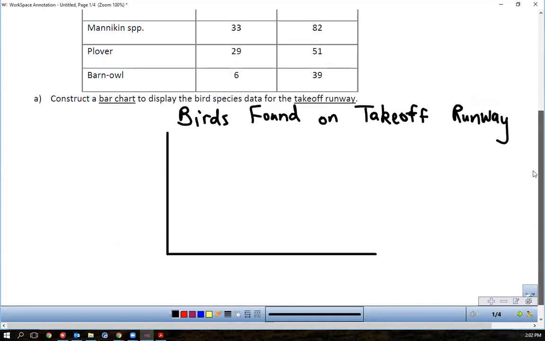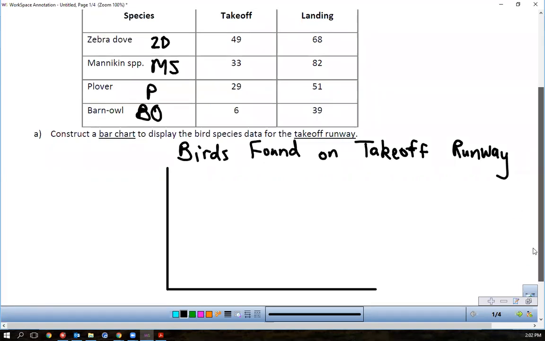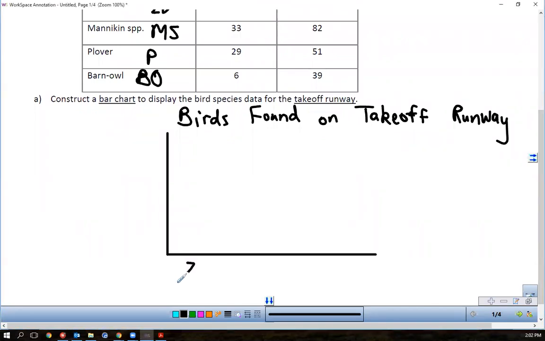What we may want to do is write our abbreviations up here, so if we're looking back at the chart, we know. Like zebra dove, maybe we want to say ZD. Mannequin sparrow, MS, P for plover, and then BO for barn owl. So, zebra dove, mannequin sparrow, plover, and barn owl. So these are our species down here.